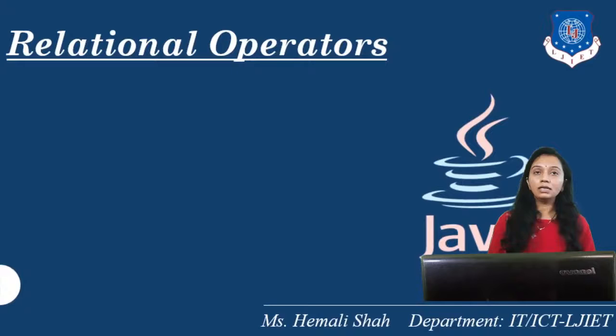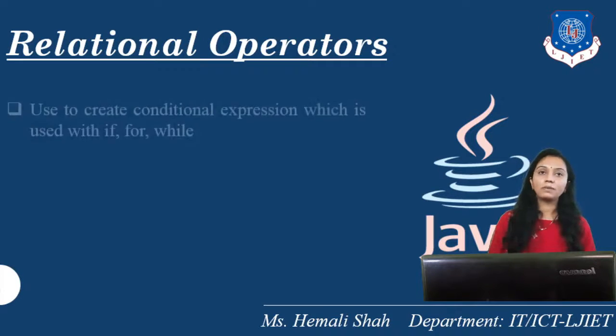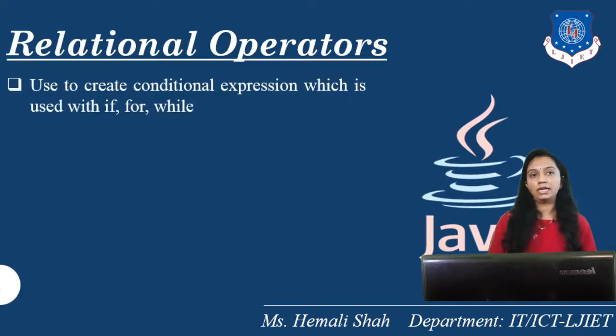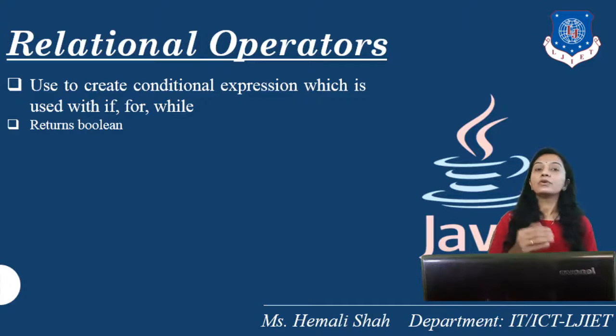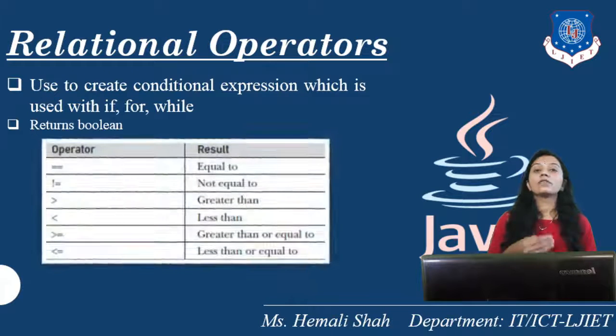Let's move forward to the relational operators. The second one is the relational operator. It is basically used to create conditional expressions, which are used with the while loop, for loop, do while loop, and if statement. We make these statements by using relational operators, so we are making logic by using them. It returns a Boolean value, and by using this Boolean value you can implement the flow of your program, right?